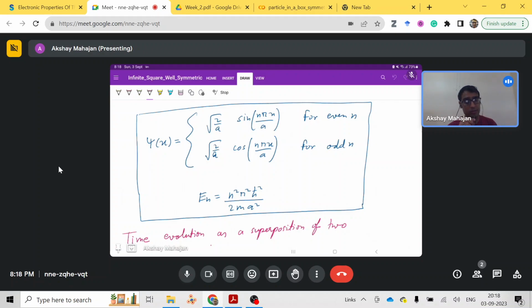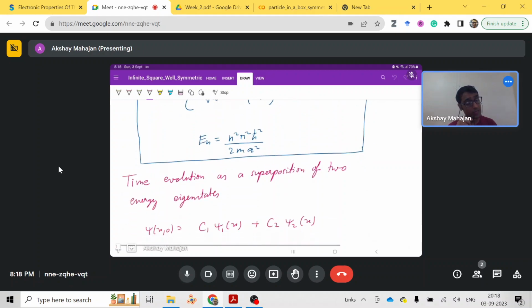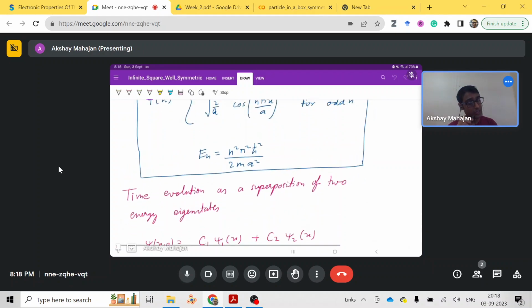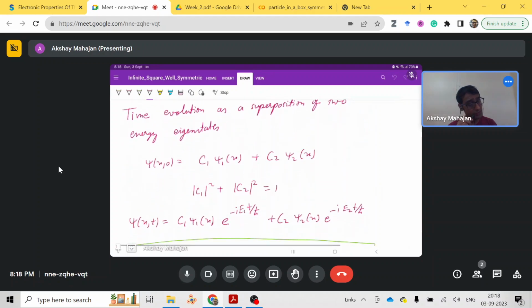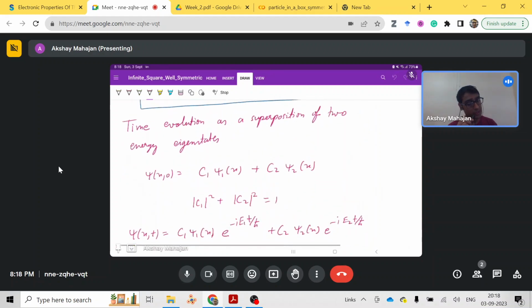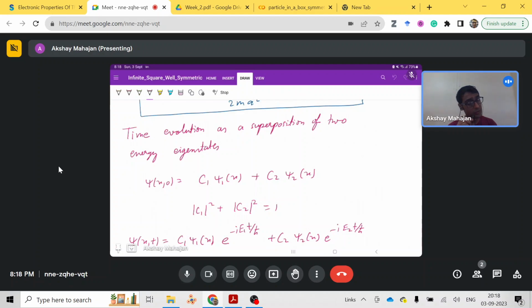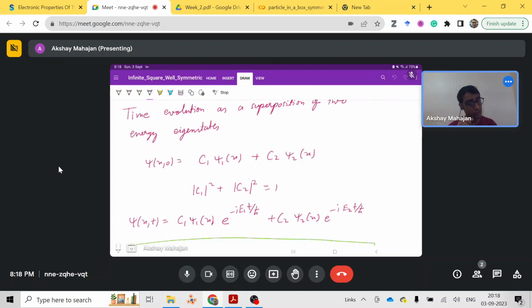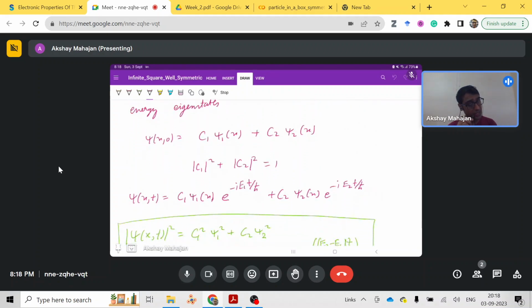But what we will see next, using our Python script, is that the physics remains the same, even though the mathematics has changed. Now we have even and odd solutions, but the physics is not going to change. And similar to our previous case, we will also take a time evolution, the equation of two energy eigenstates, which we can write like this.